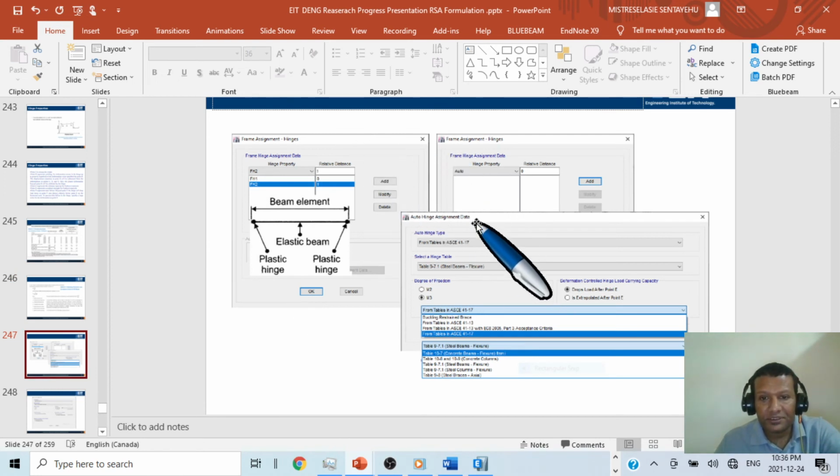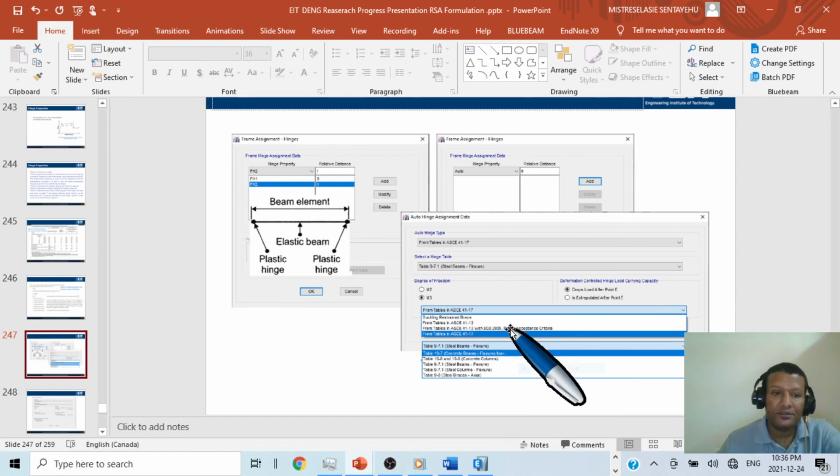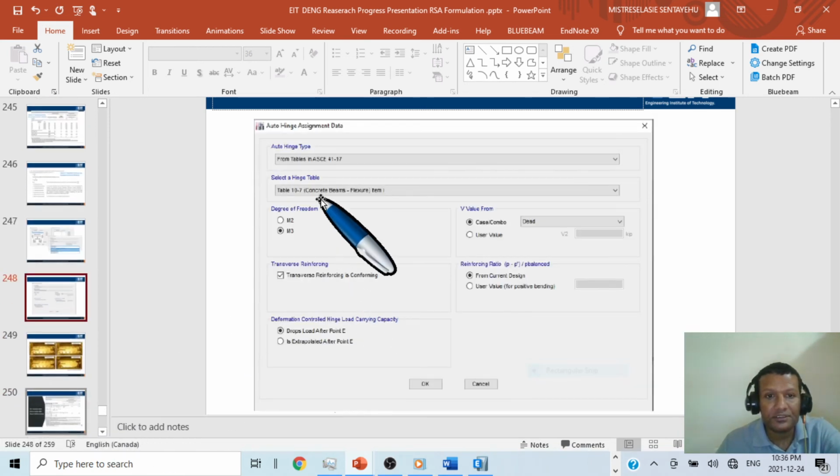So in ETABS directly you have these tables, all these tables are in ETABS. Once you choose, you can find it. Then if you choose from the table, you will directly use it. You see ASCE 41-17, directly you choose from there.